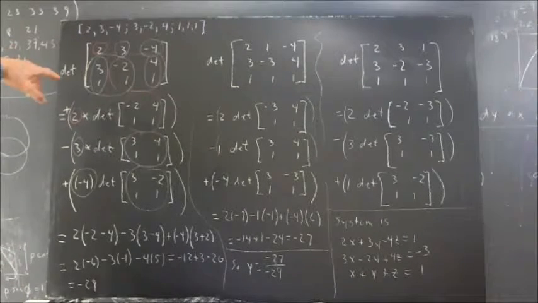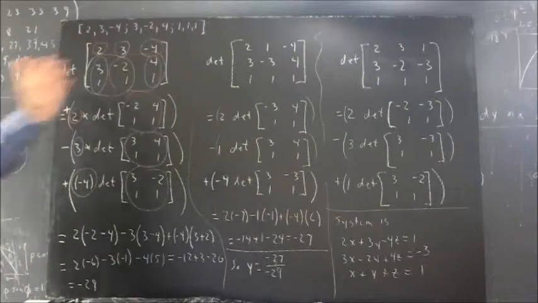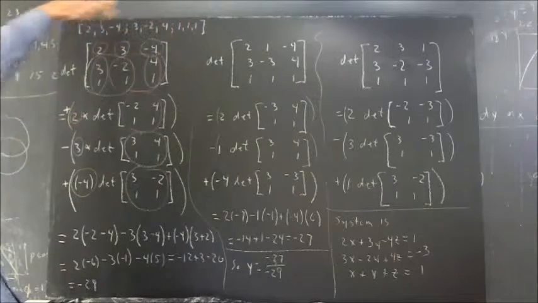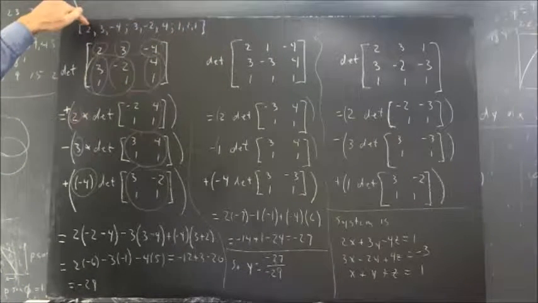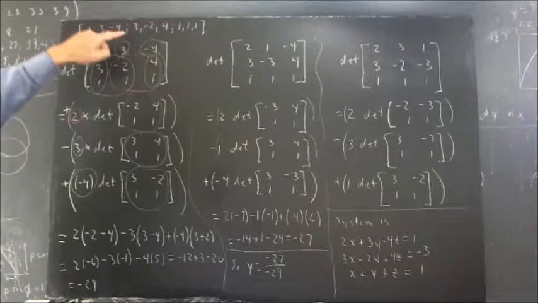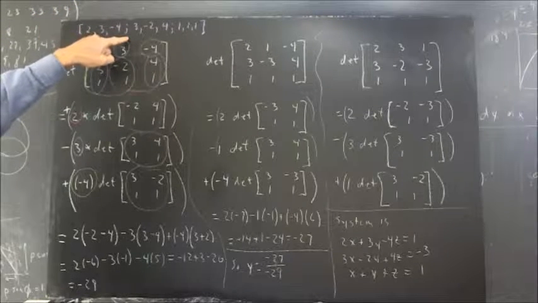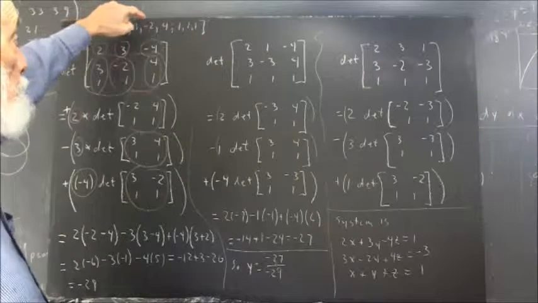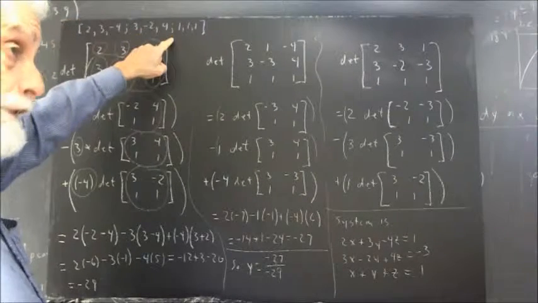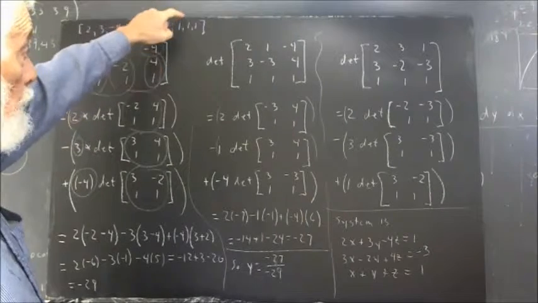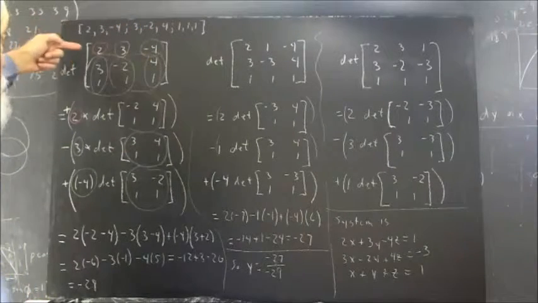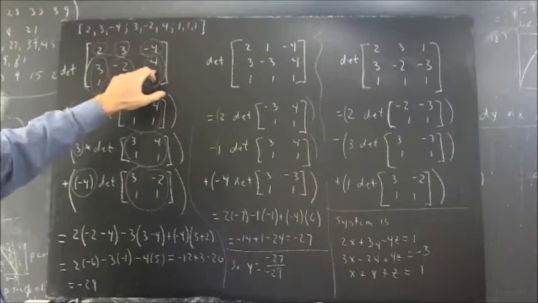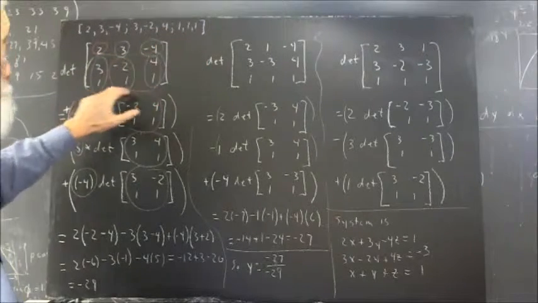Okay, next we calculate the determinant of a second matrix. The matrix written out in typewriter notation would have a first row 2, 3, negative 4. There's a semicolon delineating another row. Second row would be 3, negative 2, 4. Another semicolon delineates a third row 1, 1, 1. So the matrix is 2, 3, negative 4, 3, negative 2, 4, 1, 1, 1.